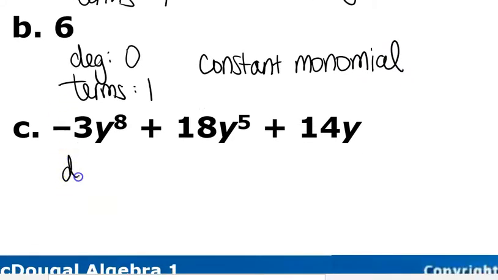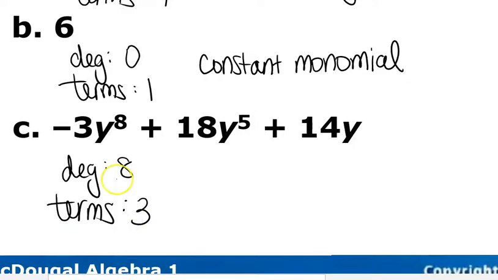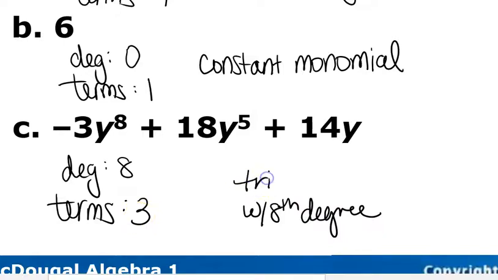Okay, our next one, our degree is 8. Number of terms, 3. So with this 8, since it's big, it's going to be with the 8th degree. I'm going to write this at the end. Now let's figure out a terms 3. So it's a trinomial with the 8th degree.